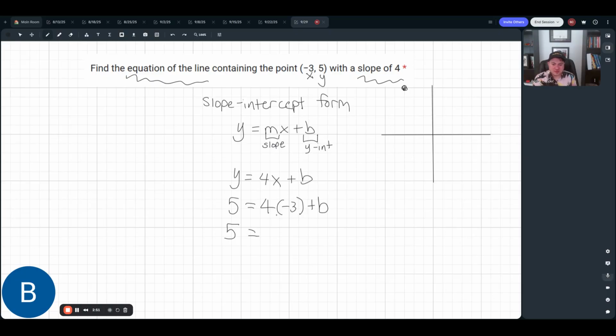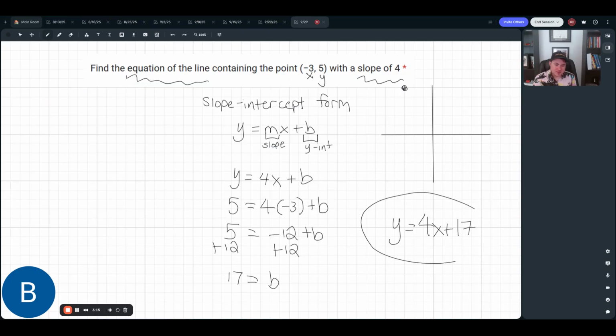So first thing we can do is say 4 times -3 is -12. And then to get b by itself, we have a -12 that's being added to it. So we can add 12 on both sides to cancel that out. We end up getting that 17 is b. And that means that our final equation is going to be y equals 4x plus 17.